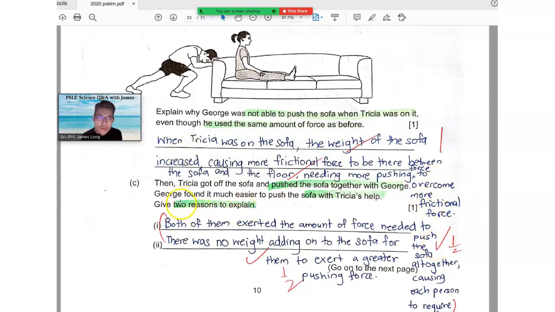So very good. Now what are 2 reasons why when Tricia got off the sofa, Josh pushed the sofa together with Josh, and Josh found it much easier? Because right now both of them exert the amount of force needed to push the sofa. So each of them uses less force. So therefore, of course, it's easier for Josh because he can now use less force. Plus, there's no additional weight with Tricia on the sofa. So of course, the frictional force is less here as well. So this is a very good answer for this.